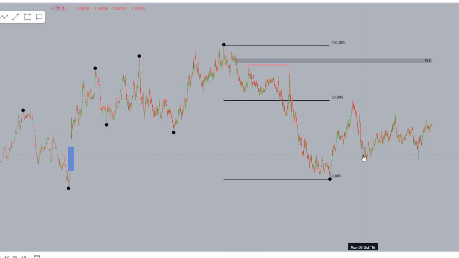Okay, traders, welcome back. This is the GBPAUD weekly time frame. This is a market which I was requested in one of the comments. So I hope the people who trade this pair, I hope this helps you in some way.